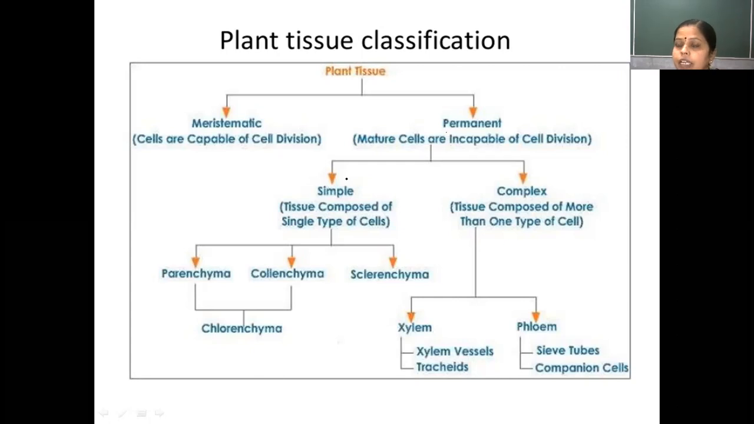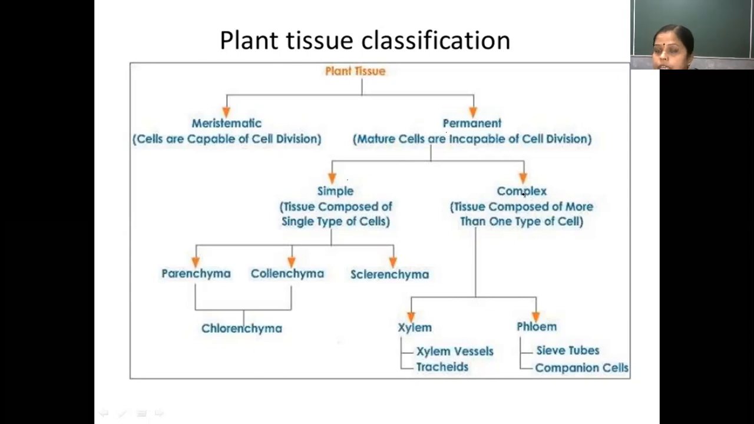The name only indicates the structure. The cells found in this permanent tissue are simple in appearance. All are having the same size, performing the same function, and having the same structure. Okay, so such a type of tissue is called what? Simple permanent tissue.